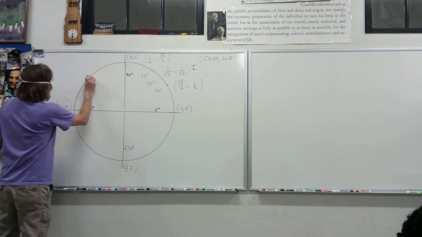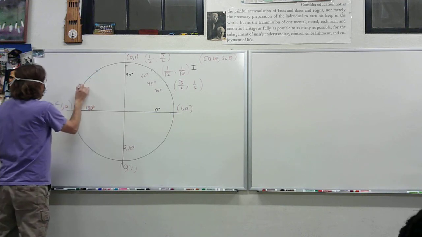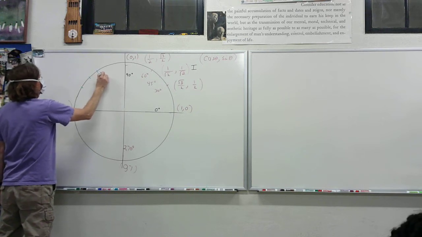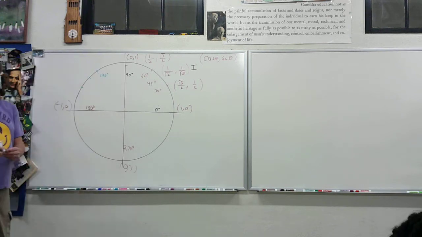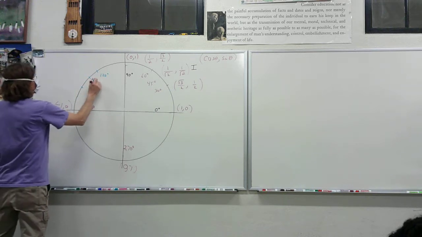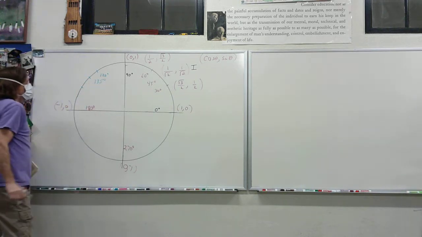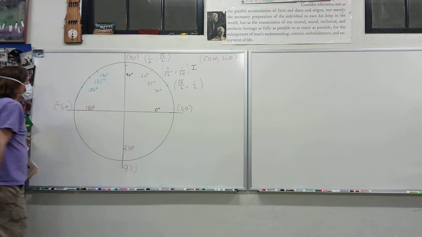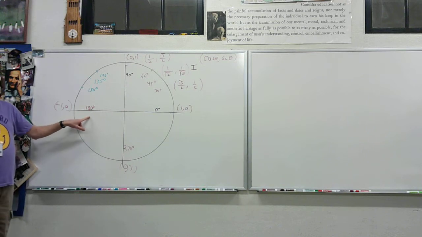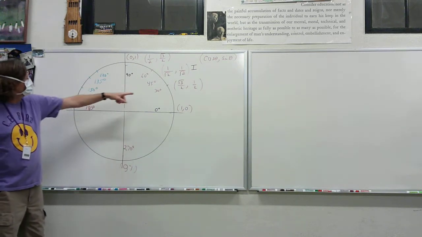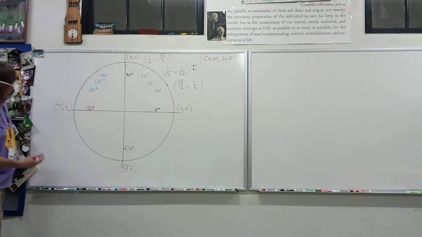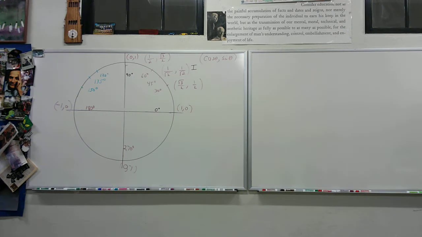Take 90 and add 30 to it. What do you get? 90 plus 30 is 120. 90 plus 45 is 135. 90 plus 60 is 150. And 90 plus 90 is what? 180. So to get these numbers, you just simply add what? 30, 45, and 60. And you get those: 120, 135, 150.